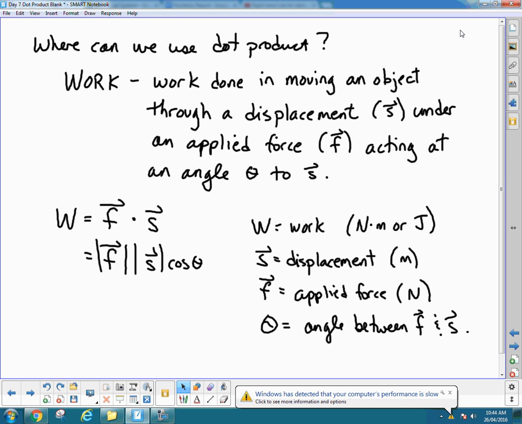So here are your variables. You've got capital W for work, which is in Newton meters or joules. S is your vector for displacement. F is the force being applied, in newtons. And of course there's the angle between those two vectors. The smaller you can make that angle, the more of the force goes in the direction that you're going. So you have that note.